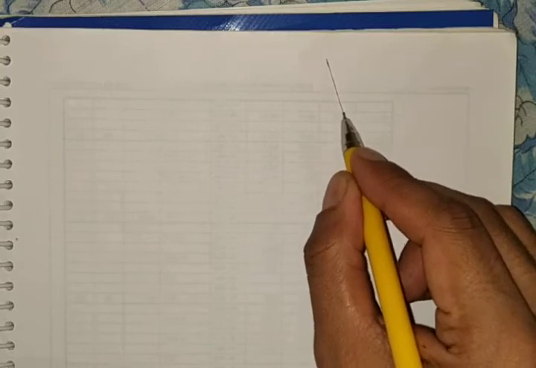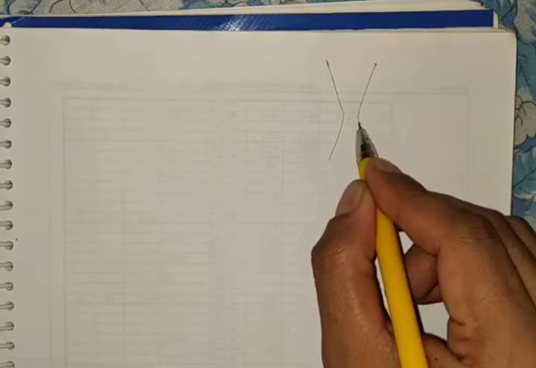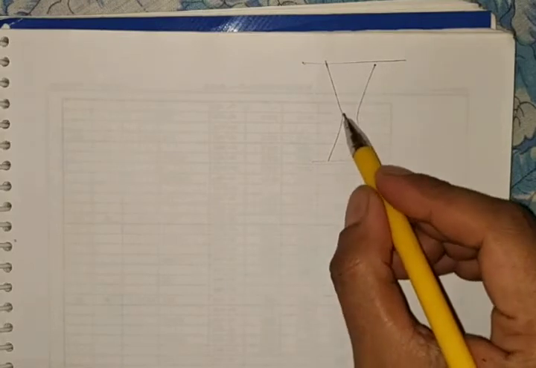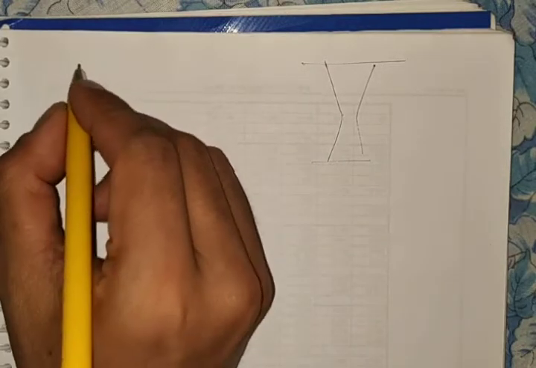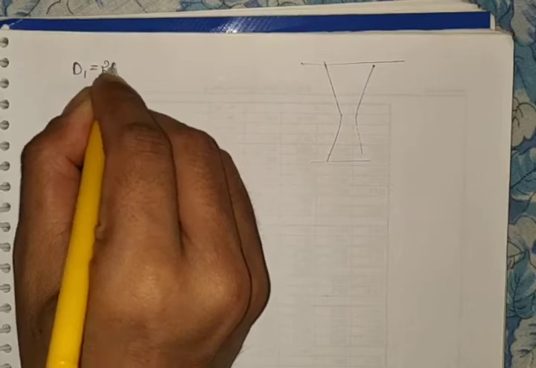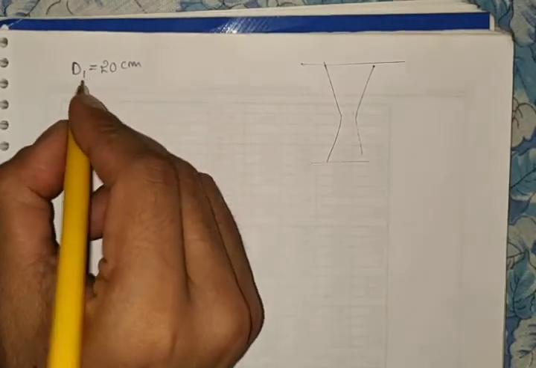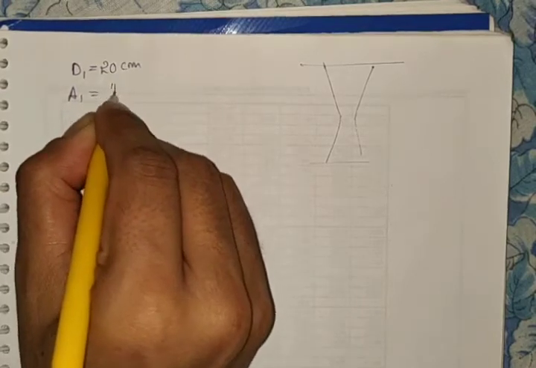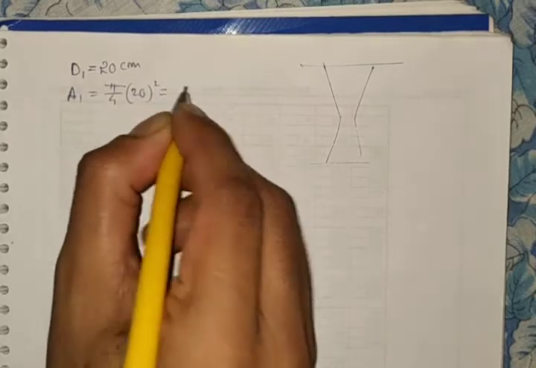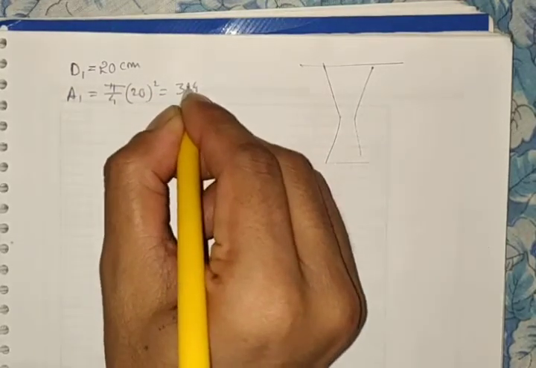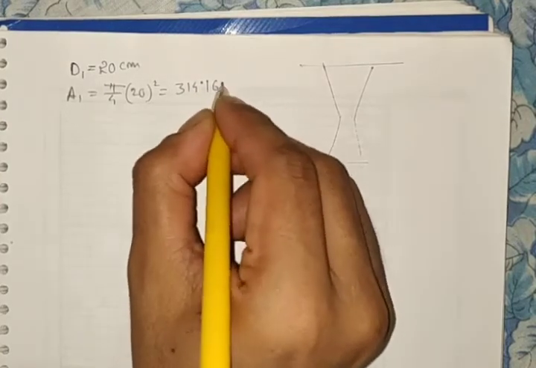So let's solve this problem. At first, this venturimeter is in an upward direction, the oil is moving upward. It is like this. This is the convergent portion. This is the divergent portion. So here the diameter d1 is given, this is 20 cm, so you can easily find out the area, pi by 4 times 20 squared, so this is 314.16 cm².